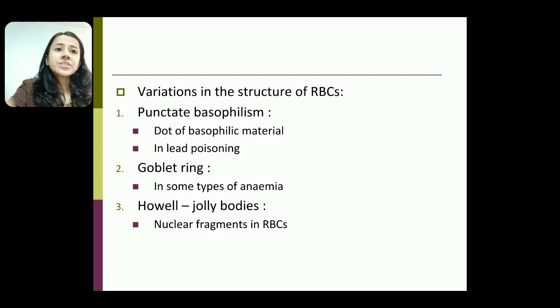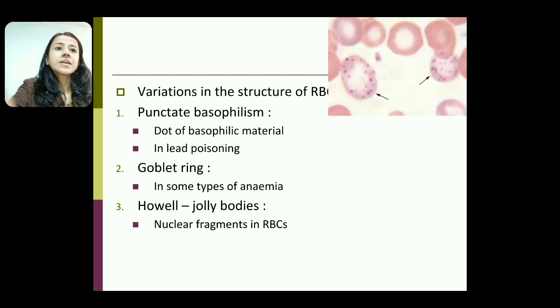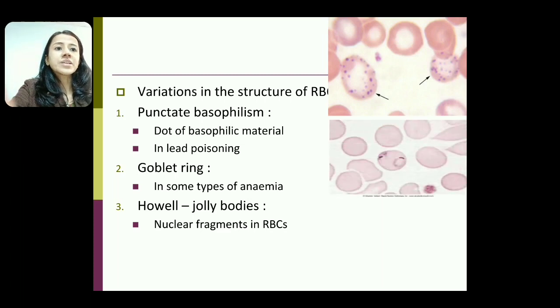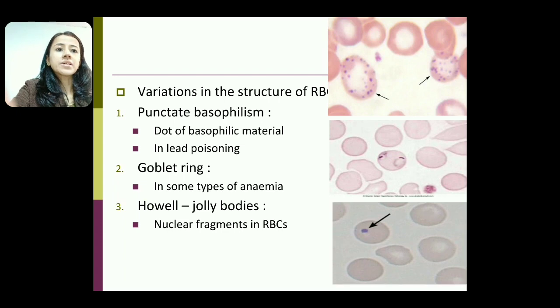There are variations in the structure of RBCs, like punctate basophilia. You can see basophilic material dots present in the RBC, and that is seen in lead poisoning. There is presence of Cabot ring. You can see it is present in some types of anemia. And Howell-Jolly body, that is nuclear fragments which are present in the RBC. So this is all about morphology of RBC.